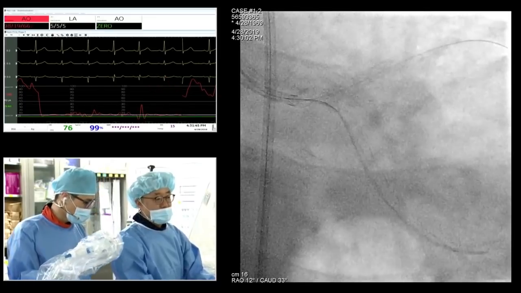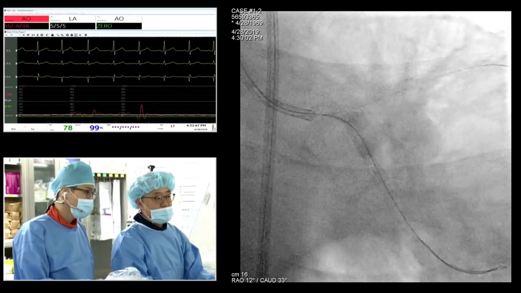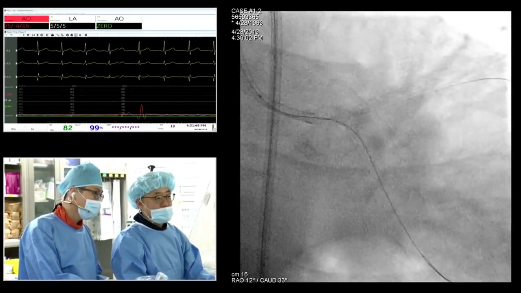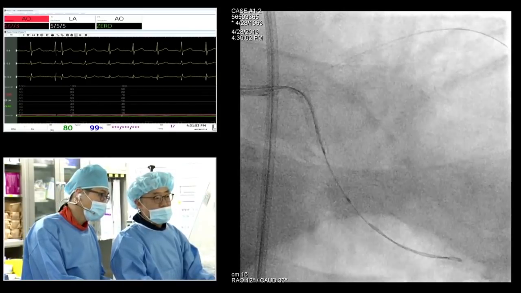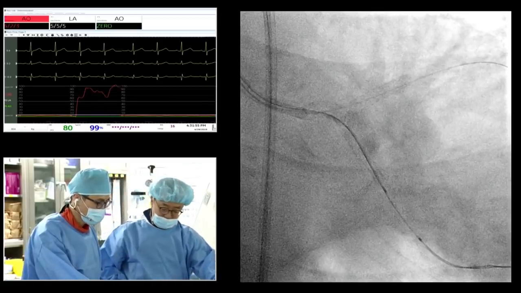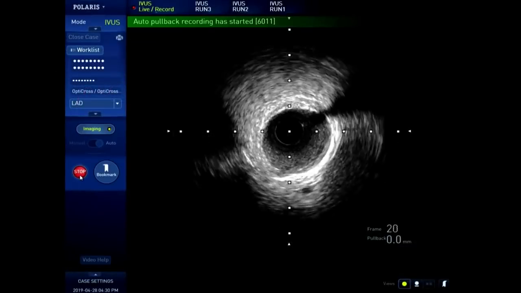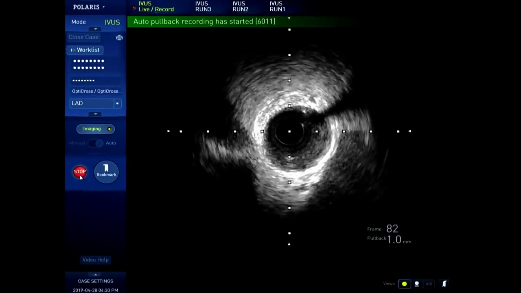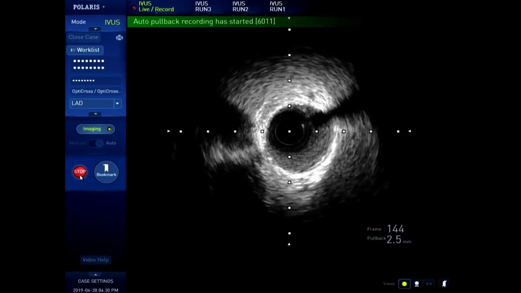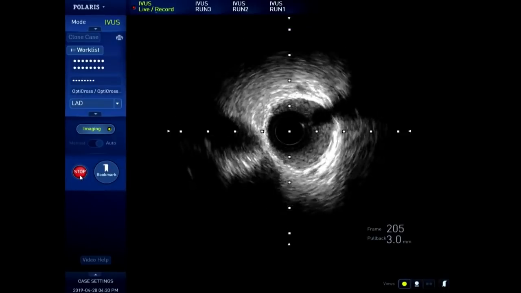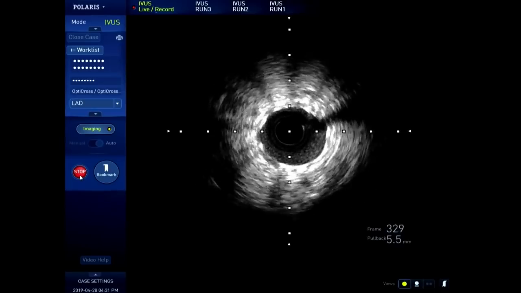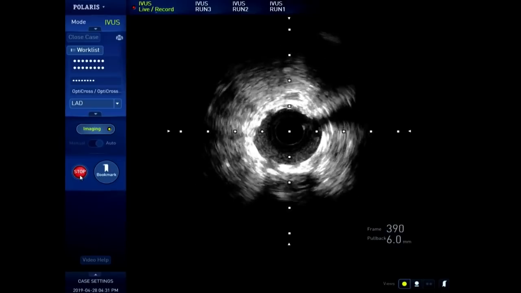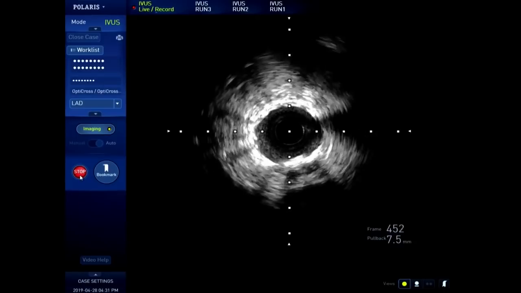Usually for DK crush, we recommend alternative inflation by high pressure followed by kissing. But the problem is that after kissing balloon inflation, because we need to use two balloons, it will cause an irregular pattern at the proximal edge of the main vessel stent. So second POT, in order to make the stent apposed well, is to repair this. There's no distortion or dissection at the proximal edge.